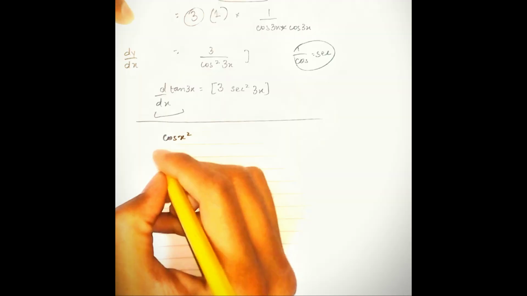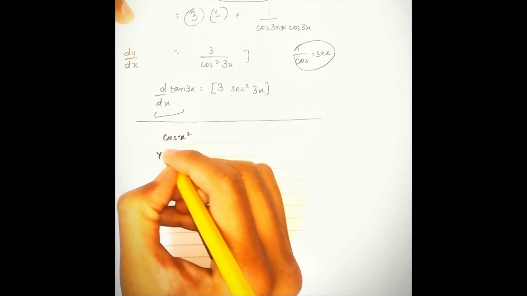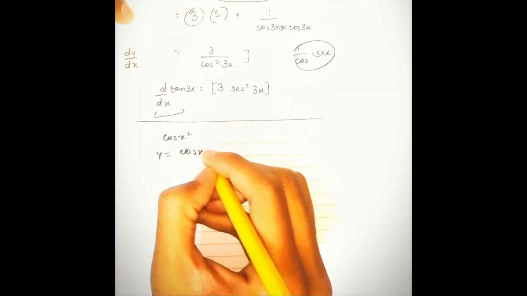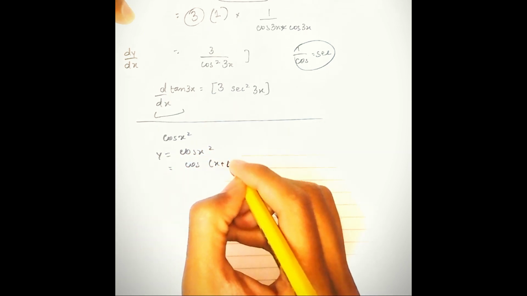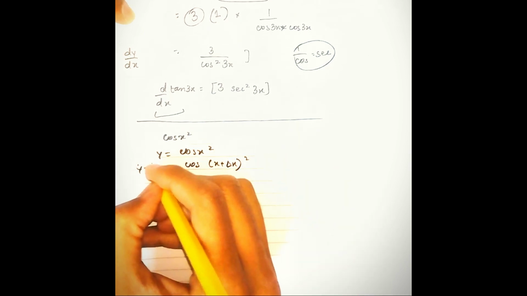Okay, so first of all, we have to make this function equal to y. So y equals cos x squared. Now I'm going to add my increments. So cos (x plus delta x) whole squared. And over here we have y plus delta y.